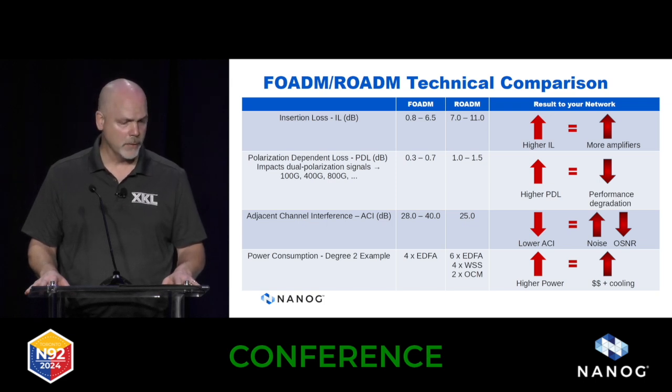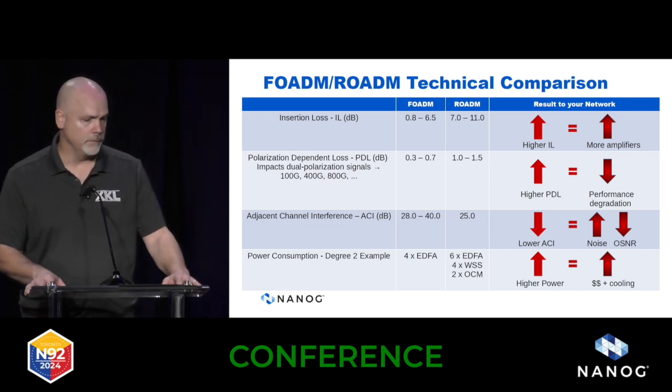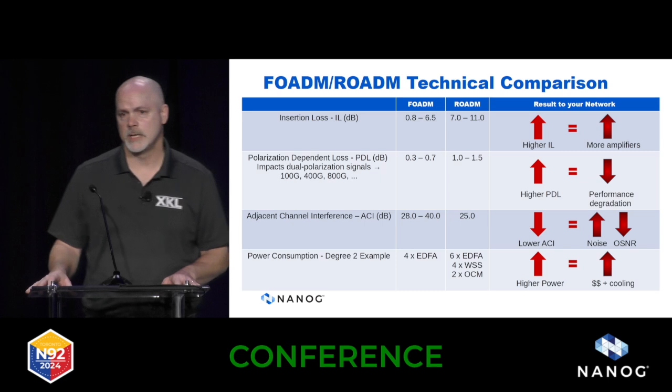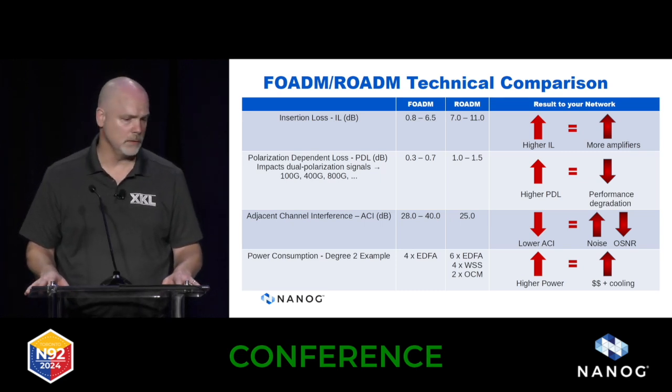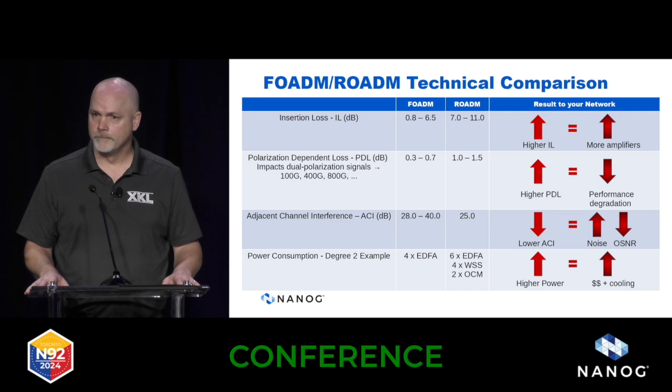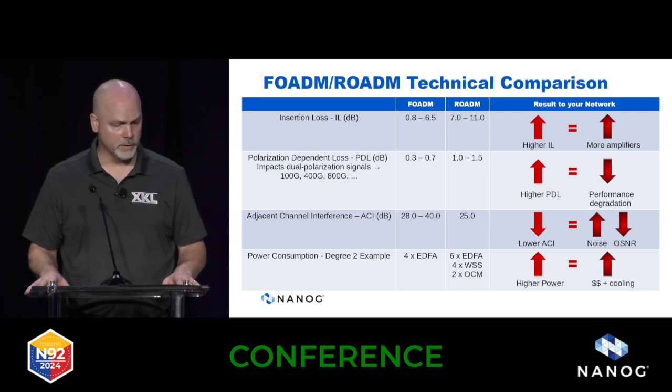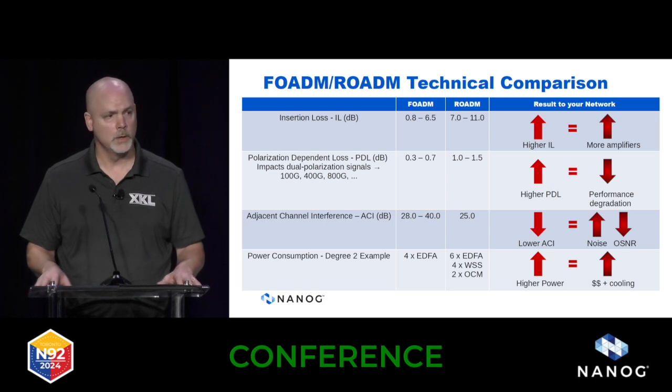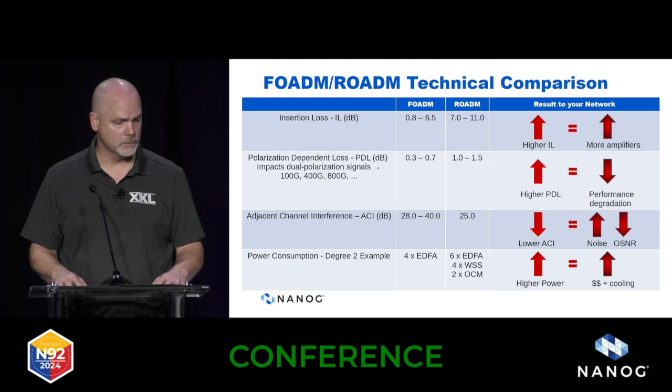And then lastly, power consumption. The FOADMs and the ROADMs both have EDFAs and amplifiers. The ROADMs will have a few more amplifiers depending on how many degrees. You basically need a pair of EDFAs for each degree, plus the add drop. And then the WSSs themselves are pretty power hungry. So it's another factor when you're considering going with a FOADM versus a ROADM.